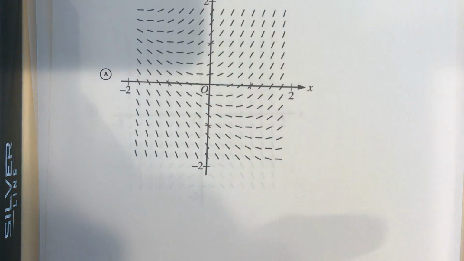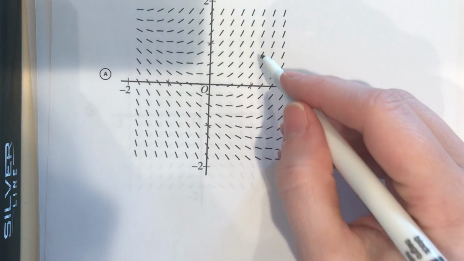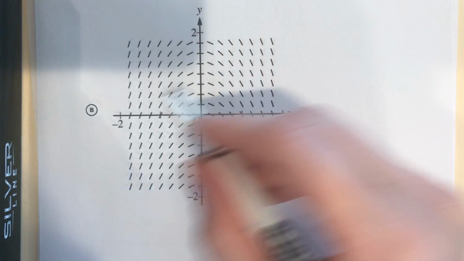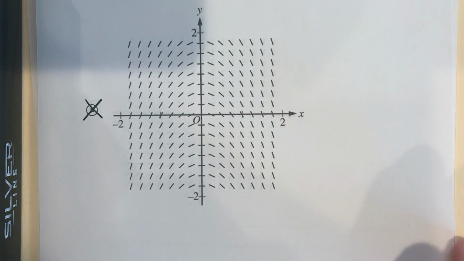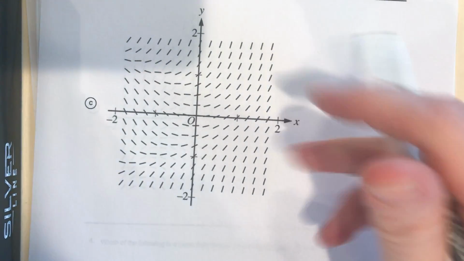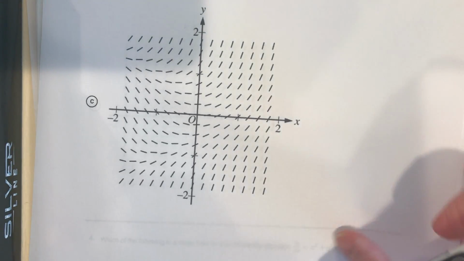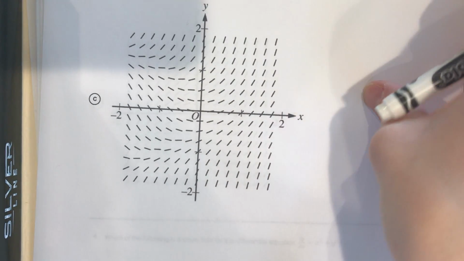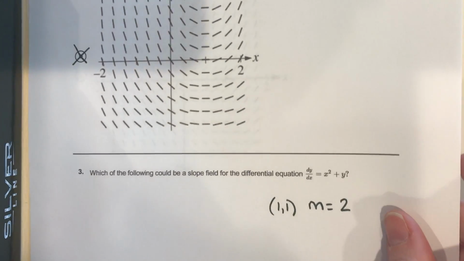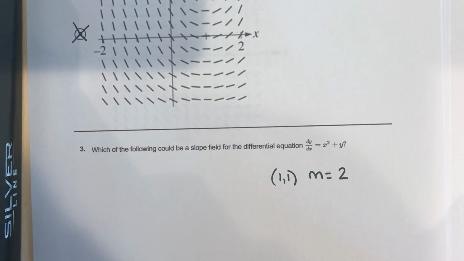So let's look at A. A at (1, 1) has a positive slope, so that one's okay. B at (1, 1) has a negative slope, so B I can cross right out. C at (1, 1) has a positive slope, so I'll leave that one alone. And then D at (1, 1) has a positive slope, so I got rid of one. So let's go to the next point.